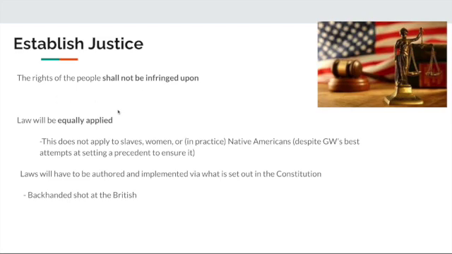The law will be equally applied, though equally, like everybody was equal at the Constitutional Convention, is a relative term here. This doesn't apply to slaves, it doesn't apply to women, or Native Americans. The Native Americans one is sort of weird here. George Washington makes a really strong and well-documented defense of Native Americans and how they needed to be treated as their own nations inside the United States and have the requisite protections thereof. And he signs a number of documents and really demands that the U.S. government follow along with that.